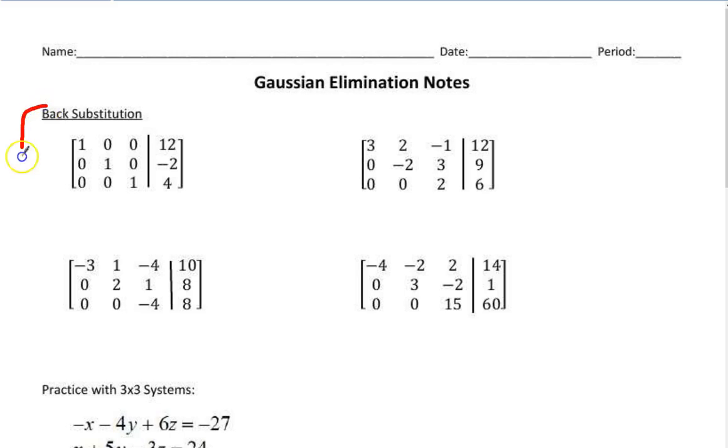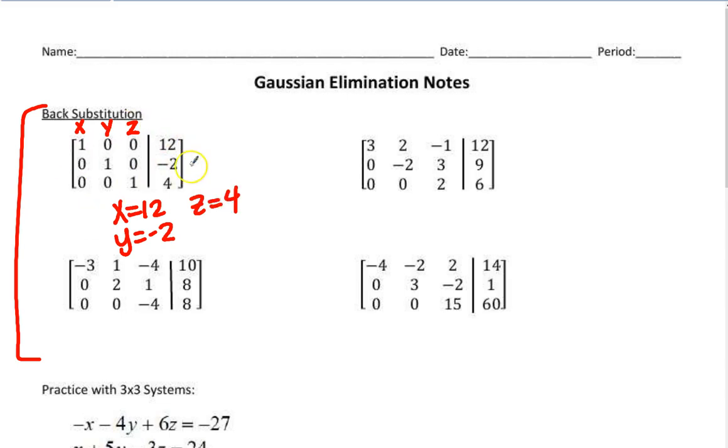So this is the first part of our notes here. If we look at a matrix, this first column is x's, this is y's, and this is z's. So what this means is 1x equals 12, so x equals 12. This means that 1y equals negative 2, and that 1z equals 4. That's what this means, and when you do a calculator matrix, that's what it means when it gives it to you.